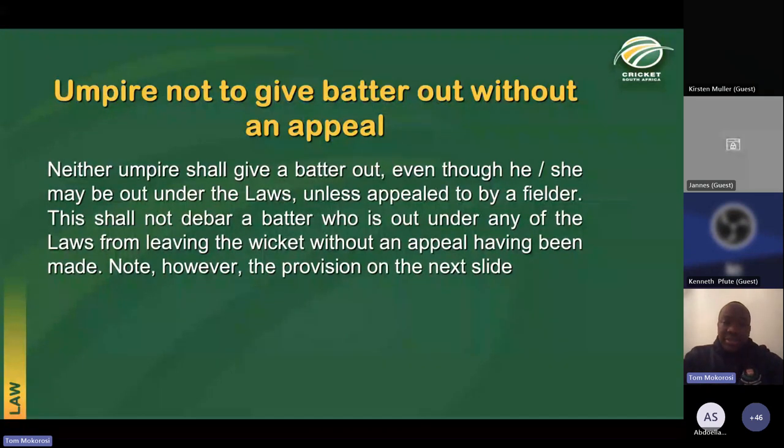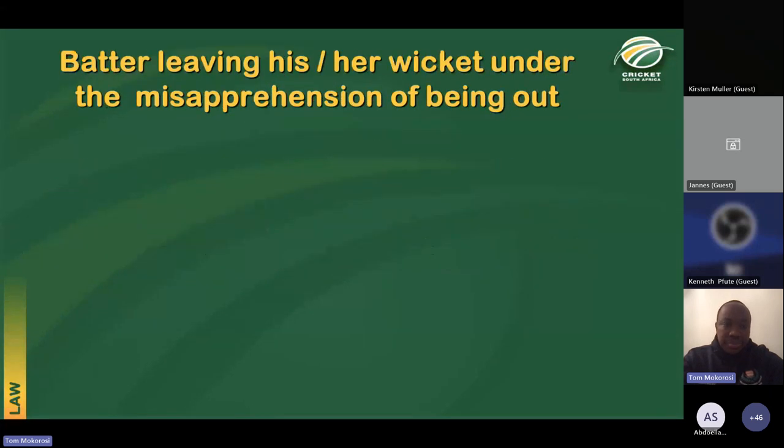So, believe it or not, even out bowled needs to be appealed for, but obviously a lot of the time it isn't, because it is clear and obvious for all to see, and the batters usually walk when they are out bowled. So what is this provision that the law refers to? What if a batter leaves his or her wicket under the misapprehension of being out?